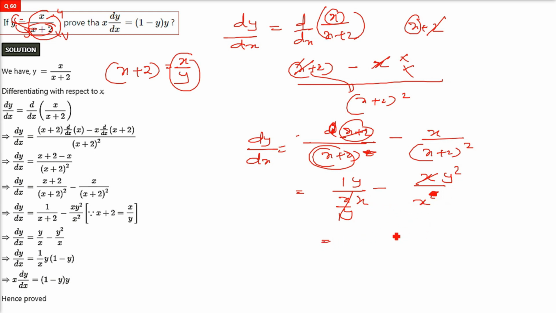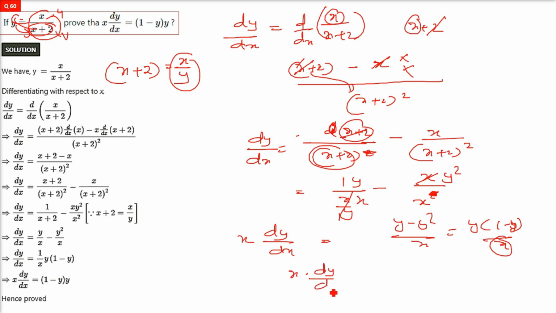Now you have the same denominator, so you can just have one denominator: y minus y square by x. You can take y common: y into (1 minus y) divided by x. And this is dy by dx. This x you can take to the left hand side. So x into dy by dx is going to be y into (1 minus y). This is your final answer. Please remember that if we had cancelled x plus 2 minus x and x, we wouldn't have achieved this answer. This has to be done only in the way I taught you.